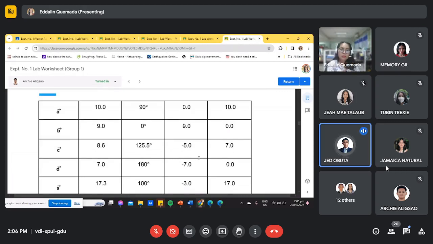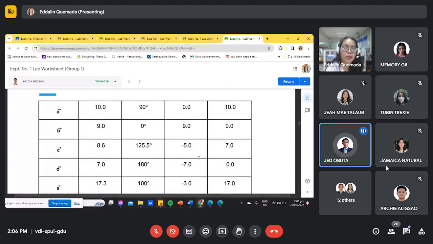The x and y components basically mean its movement along the x and y axes. Since vector A has magnitude 10.0 and its direction is 90 degrees, it lies on the y-axis. From the origin, its tail is at the origin, then its head is at 0, 10. So it moved 10 units toward the y-axis, and 0 along the x-axis.